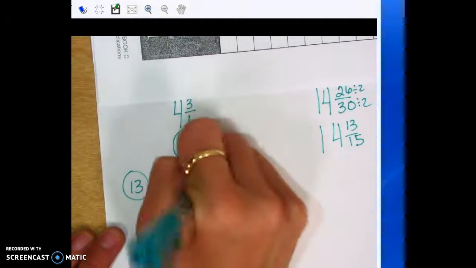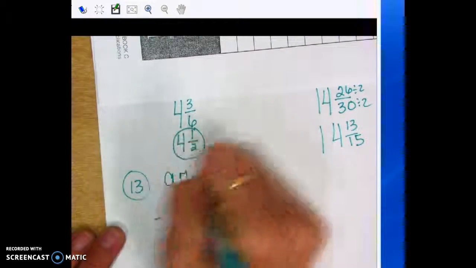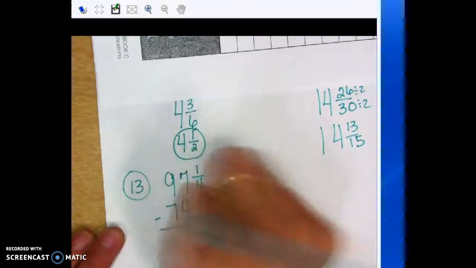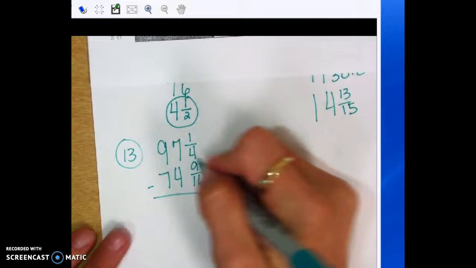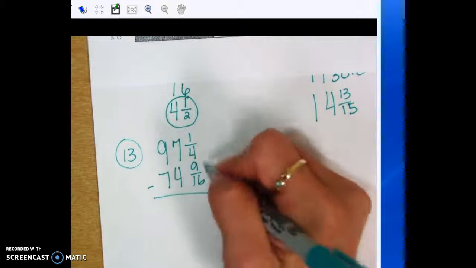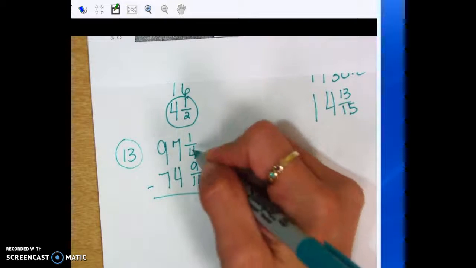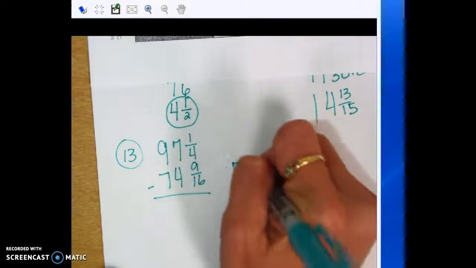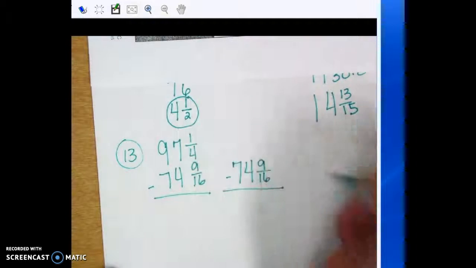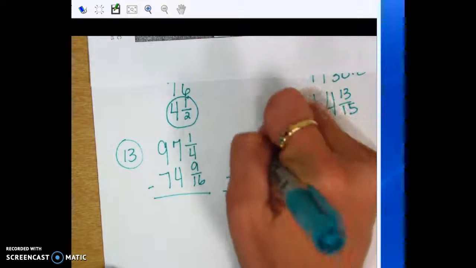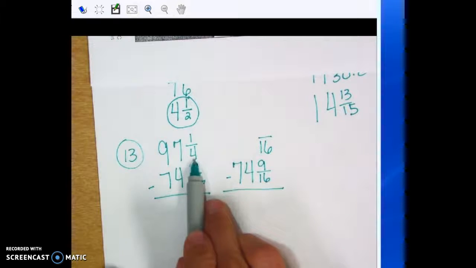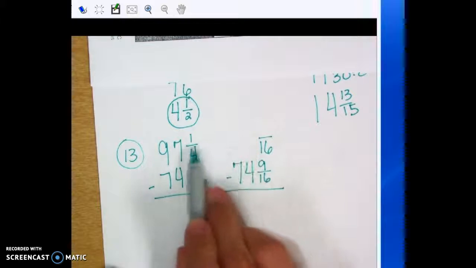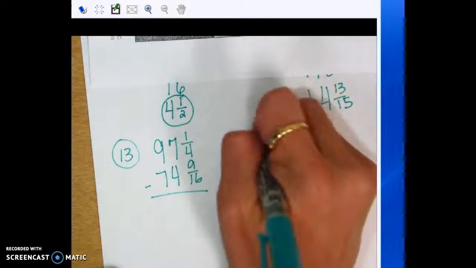97 1/4 minus 74 9/16. Okay, again, we need a common denominator. Look at your biggest number, 16. 4 does go into 16, so I'm going to leave the bottom number alone because it already has a 16 on the bottom. I'm going to make this top number have a 16 on the bottom. So that would be times 4. So I would have to multiply the top number by 4.